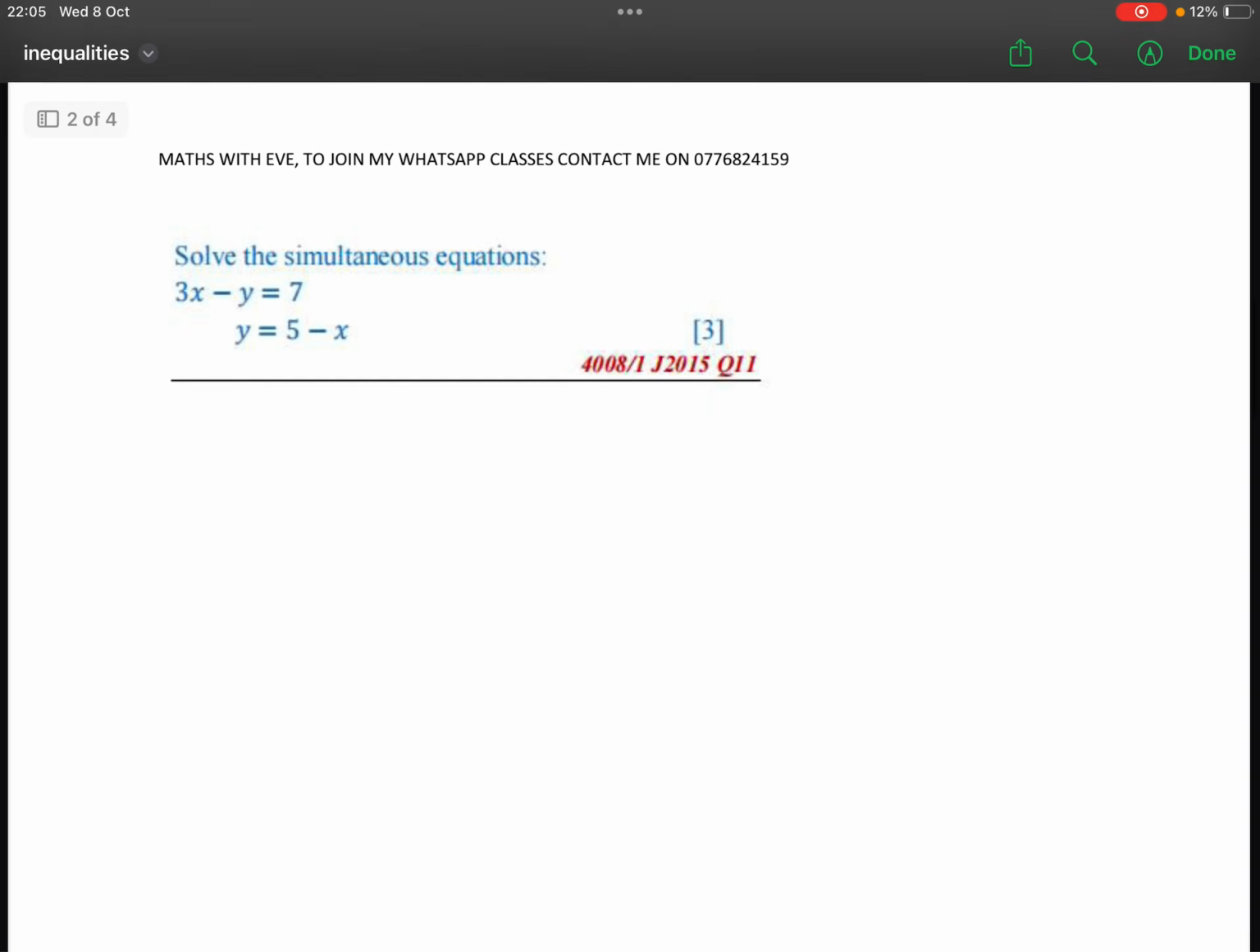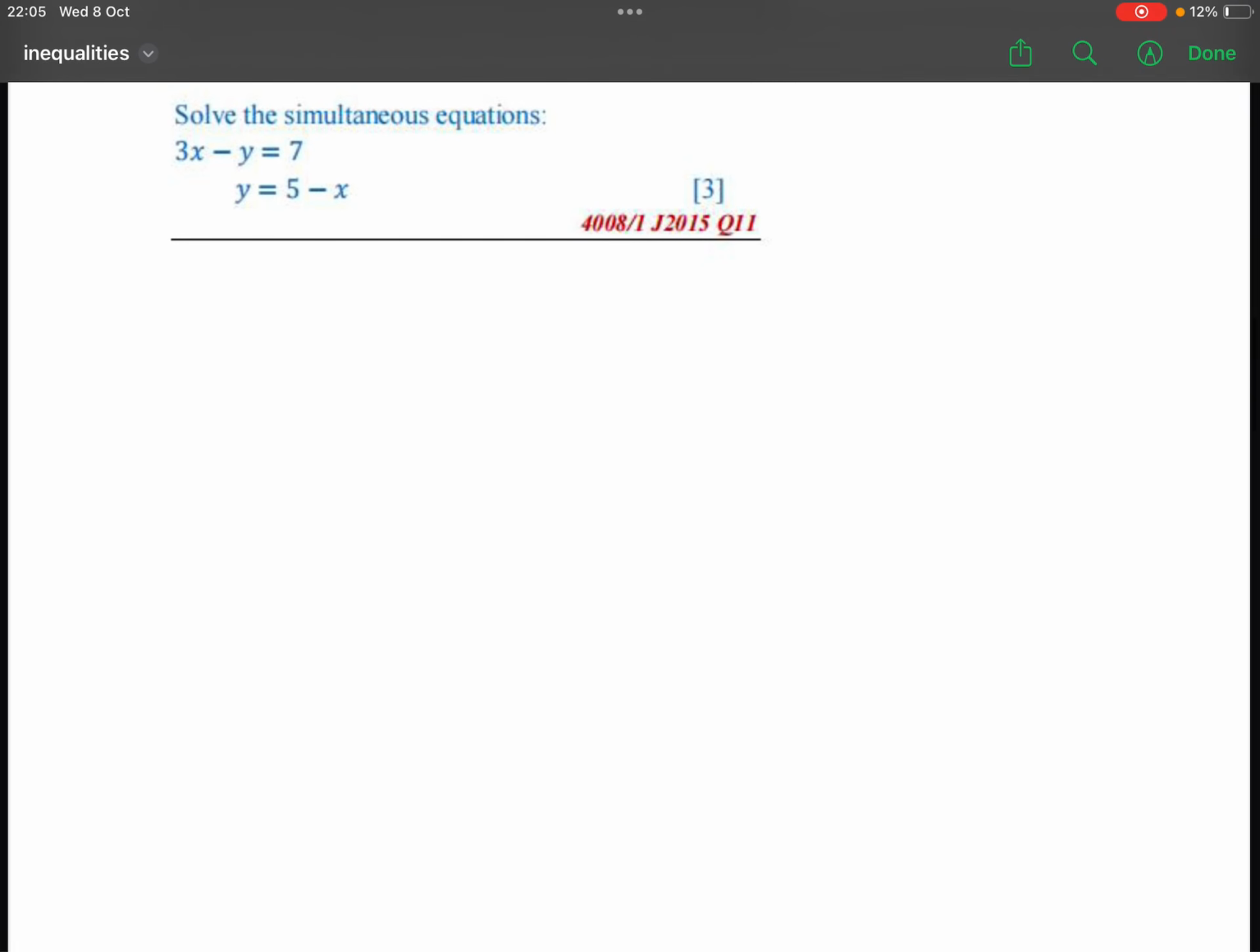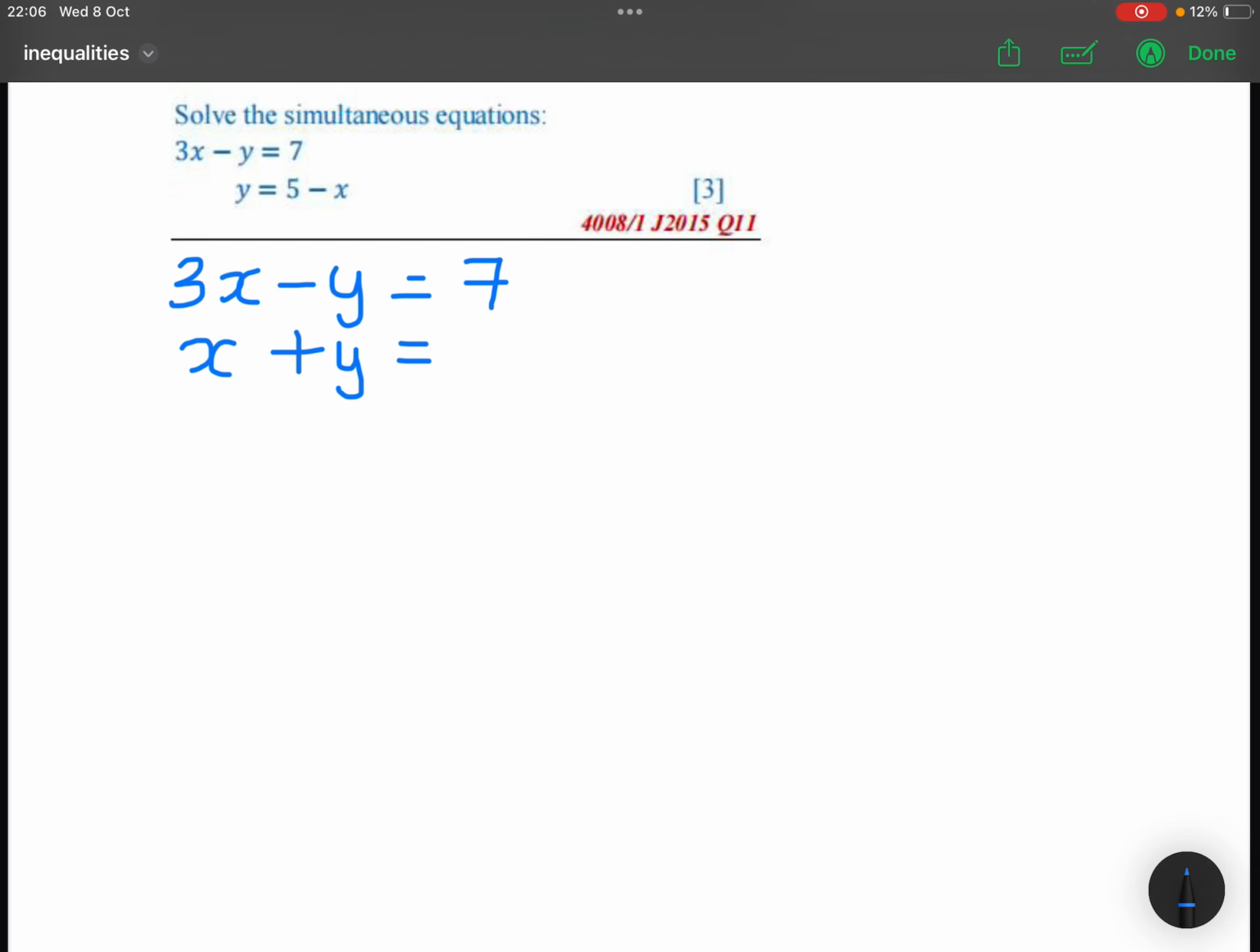The next question was from June 2015. They can ask you like this in order to confuse you, but don't worry. The first thing is to rearrange. You need to put the x's in their own column, the y's in their own column, and then the numbers in their own column. So we are having 3x minus y is equal to 7. We shift this minus x to the other side. It is going to be positive x plus y is equal to 5.